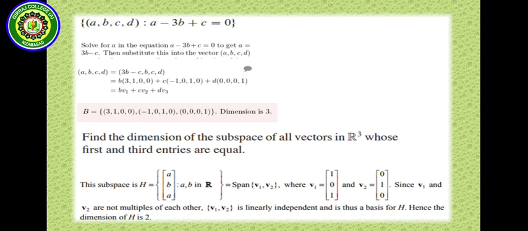So what is the dimension here? Dimension of G, the vector space, is 3.